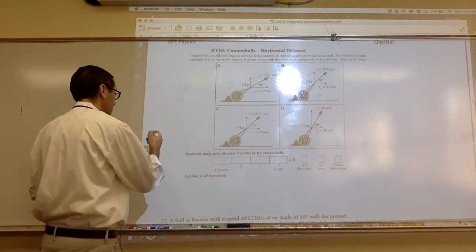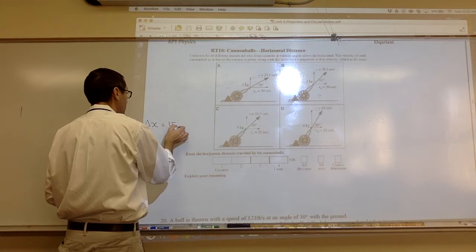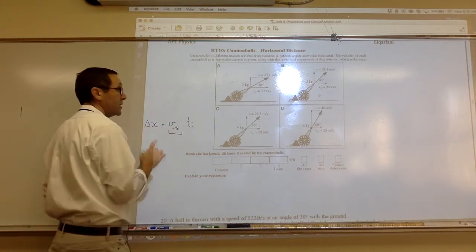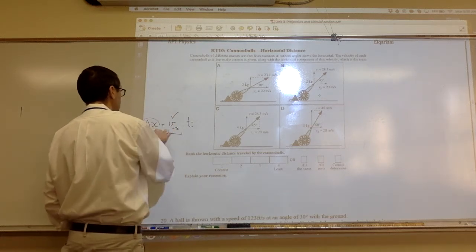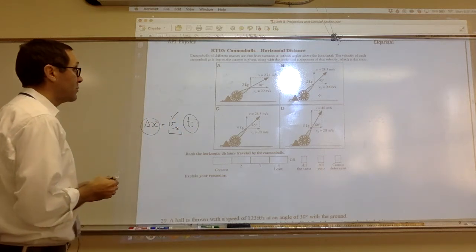Now, to find the horizontal distance, that's V0 in the x direction times time. So now this V0 in the x direction is the same for all of them. So now, to figure out the delta x or the range, it's going to come down to the time spent in the air.